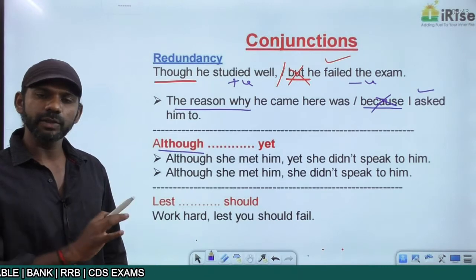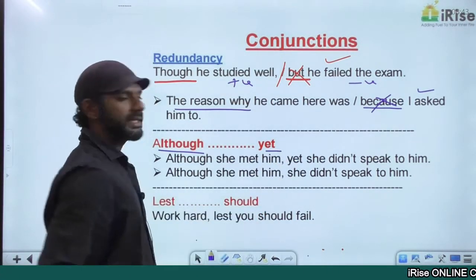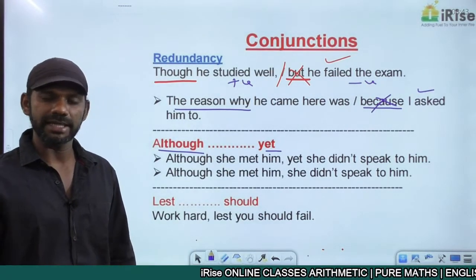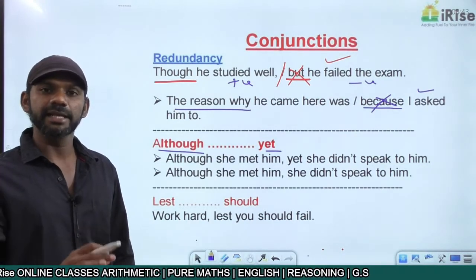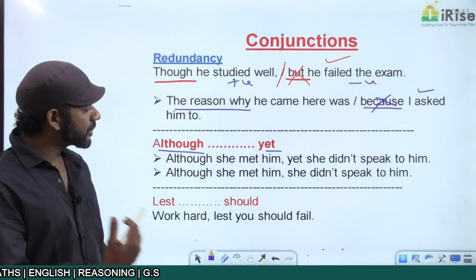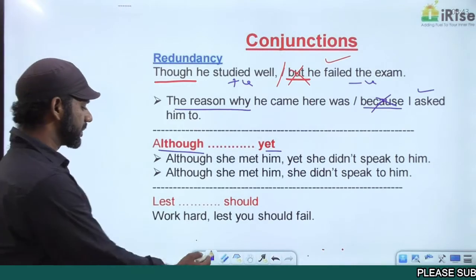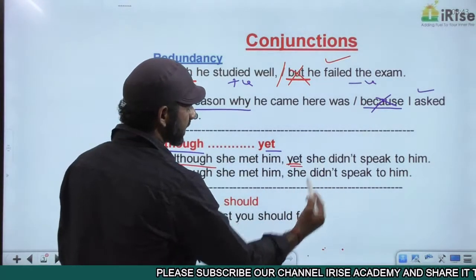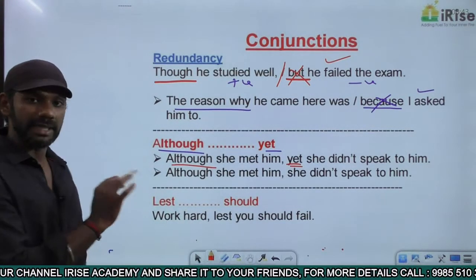Now the rule regarding the usage of although is, although can be followed by yet, but it is not compulsory. So if although is followed by yet or not followed by yet, the sentence is grammatically correct. Come to the first statement. Although she met him, yet she didn't speak to him. Now in this statement, although is followed by yet. I said although can be followed by yet. So I'll come back to it.